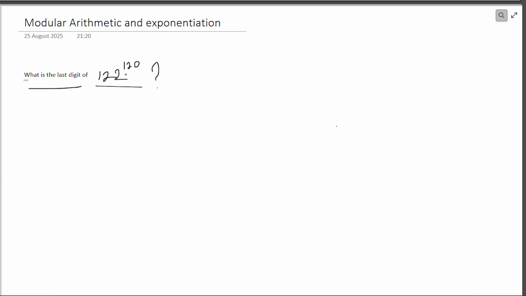Seems like a very daunting question at first sight, right? Very huge number raised to another very huge number. There's no way you could just sit down and calculate the answer and then check what the last digit would be. If you're not familiar with modular arithmetic and modular exponentiation, it might be hard to even think of how do you start solving such a question.